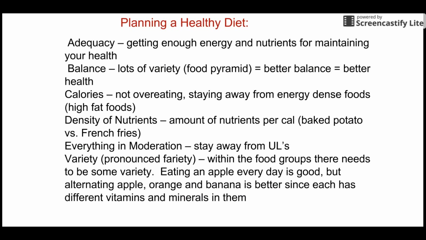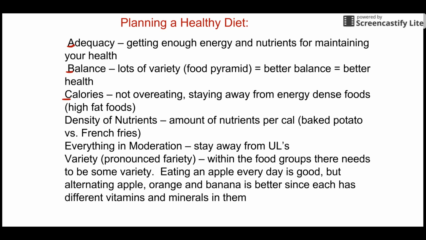All right, so how do we plan a healthy diet? Well, there are lots of different things. This is called the ABC of planning a healthy diet. So the A, the B, the C, right on down. Adequacy is just making sure you get enough energy and nutrients for maintaining your health. Balance is that idea of a food pyramid. So you want to have a little bit of everything in there. You want to make sure you're getting some carbs, some fat, some protein, your dairy, your meats, all those types of things. That's what you're looking for.